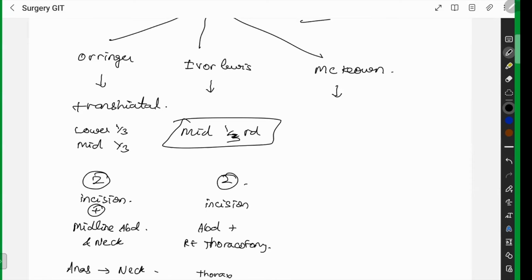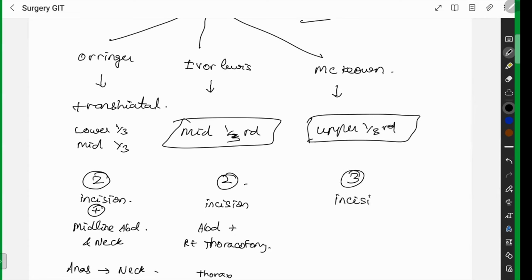Next one, McKeown, it's a 3-field. So when it is going to involve the upper one third, you go for McKeown. So you'll be giving 3 incisions. Where will you be giving the incisions? Abdomen and left and right thorax. The anastomosis will also be at the neck.